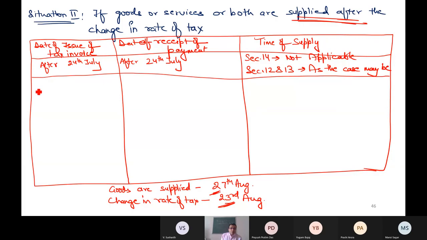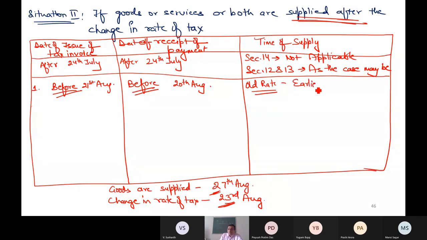Now first, technical point. Let me assume both the things before. For example, 21st August, before the change in date of tax, invoice is issued. Payment is also received before 23rd August, for example, 20th August. Now if majority lies in before, two things are before, so I will apply which rate? Old rate. But what is the date? 21st or 20th? Simple. Earlier of. Date of invoice.